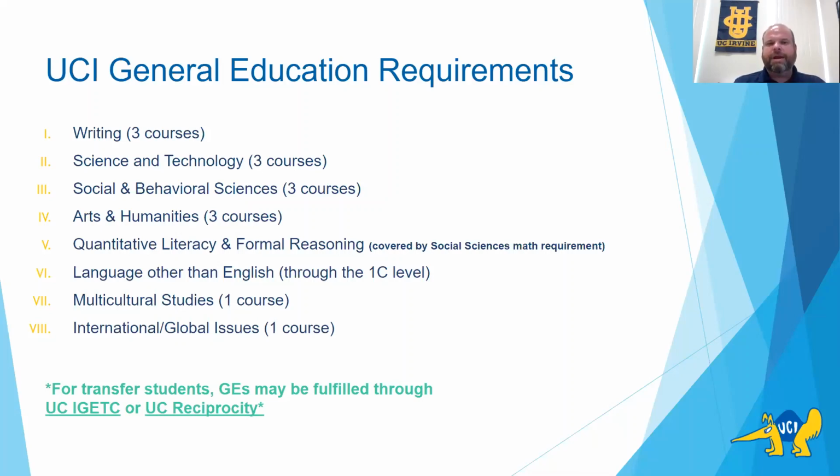And then lastly, we do realize that many of you are coming from California community colleges, and there is a UCI GETSI program that we're going to talk about in the next slide that'll make more sense. So that's a possibility for completing some of these general education requirements. And then we also have what we call UC reciprocity if you're transferring from another UC campus directly. And we'll talk about that right now.